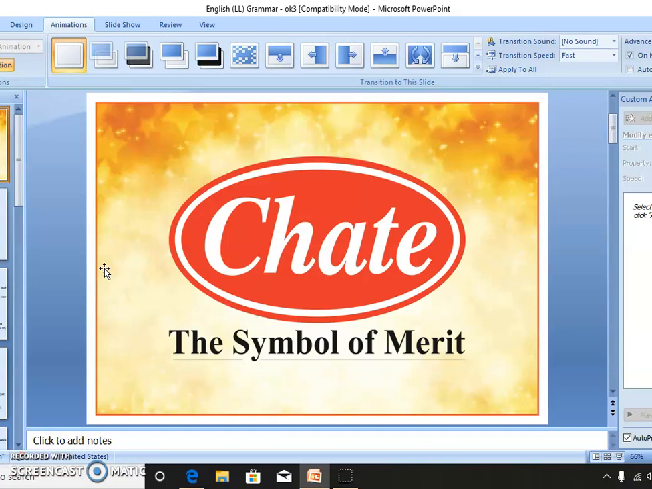So children, we have seen here conversion of one form of sentence into another. We converted assertive sentence into exclamatory and even assertive sentence into interrogative. Take some examples from the grammar book, otherwise your textbooks, and practice. Definitely you will understand this topic also. Let us stop. Thank you.